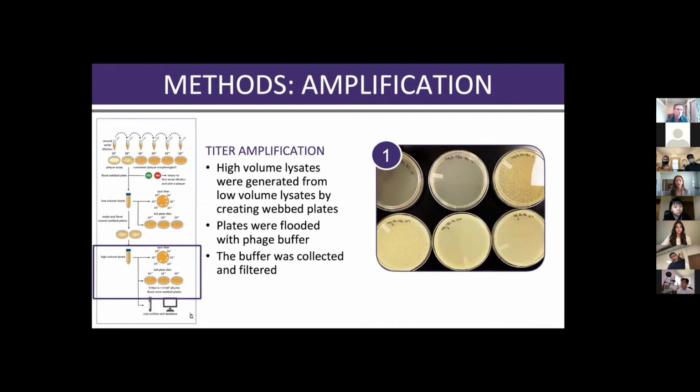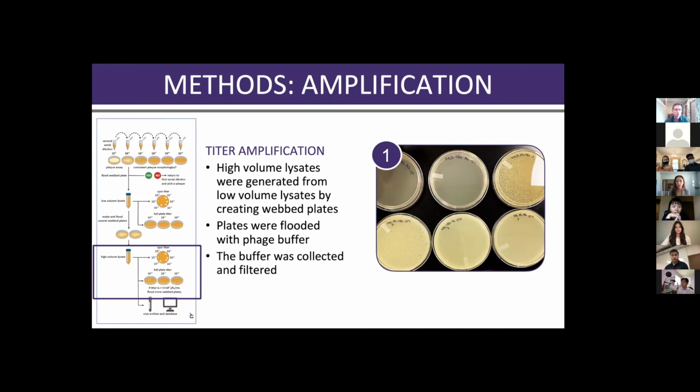Using that titer, we calculated the number of plaque forming units needed to create additional webbed plates. The corresponding volume of low volume lysate was used to create 8 additional webbed plates. These resulting plates were flooded with phage buffer for high volume lysate collection. High volume lysates were generated, as compared to just moving forward with low volume lysates, to promote product stability for storage and to increase our chances of success with sequencing and visualization.